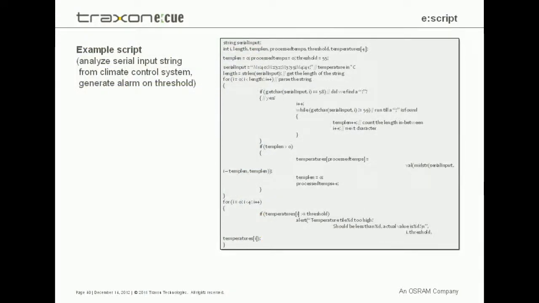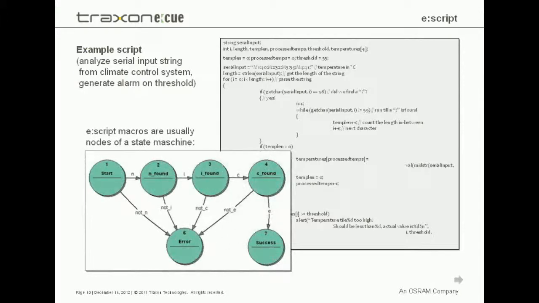This is a little example of an eScript macro, and you see it looks like a C program. Usually eScript macros are used in a state machine, so a trigger comes, an eScript macro gets executed and leads to another state in the programmer.